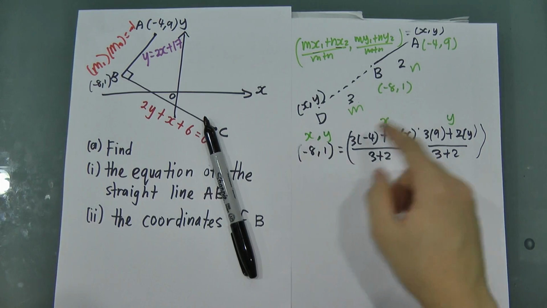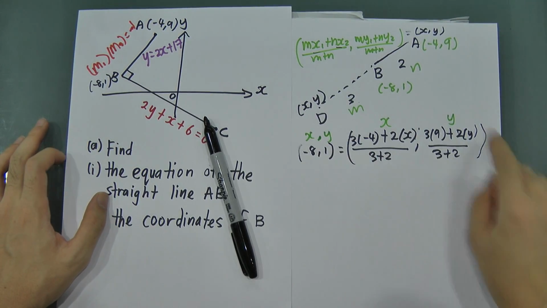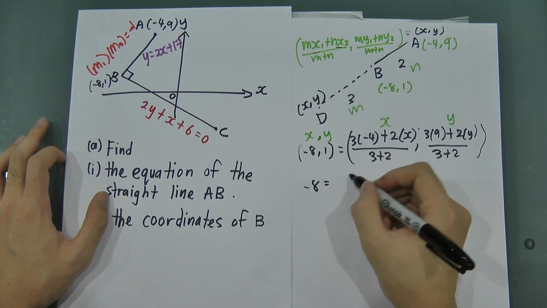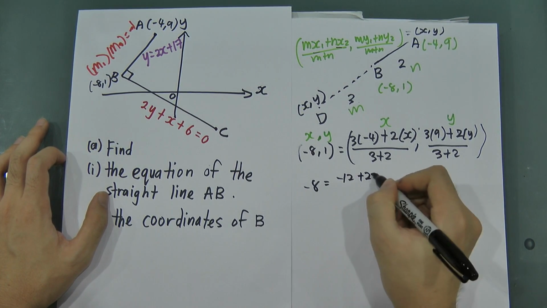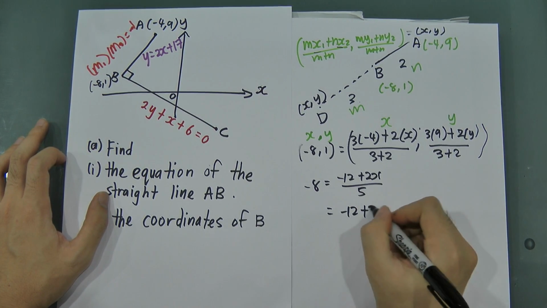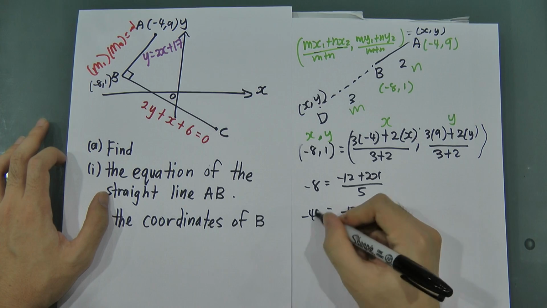So I'm going to separate them. X equals to X, Y equals to Y. So negative 8 will equal to, this one is negative 12 plus 2x over 5. So negative 12 plus 2x will equal to negative 40.